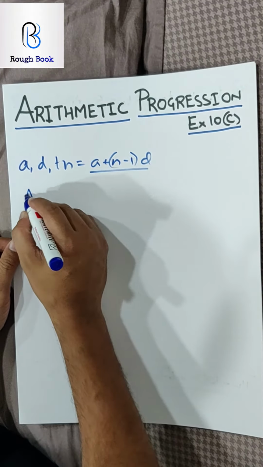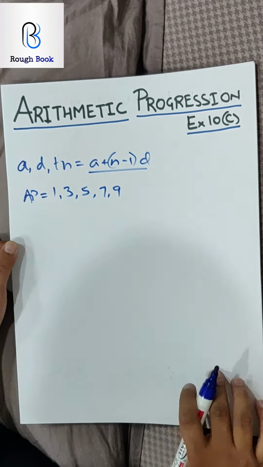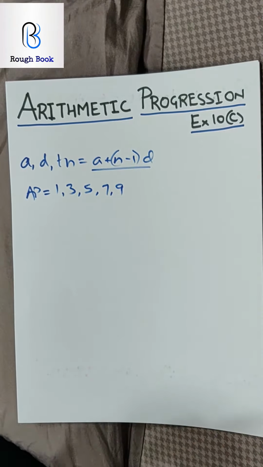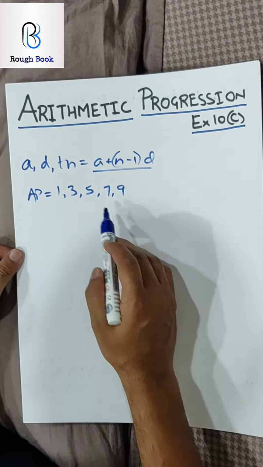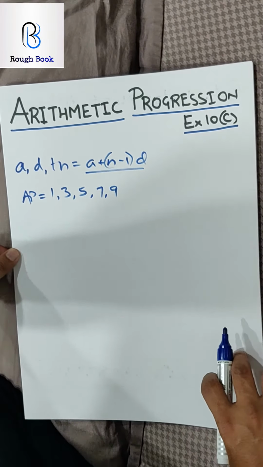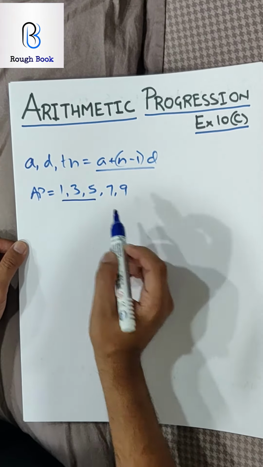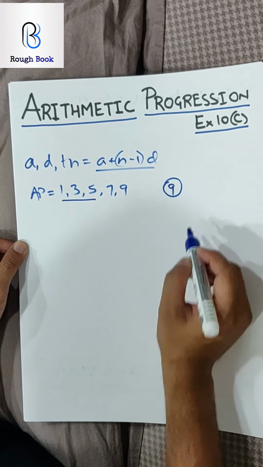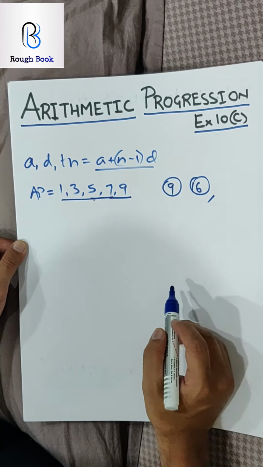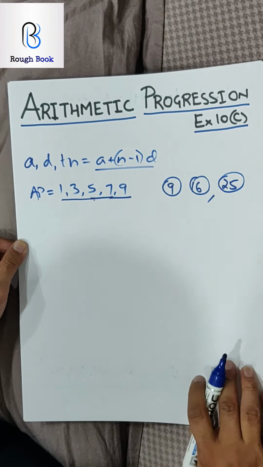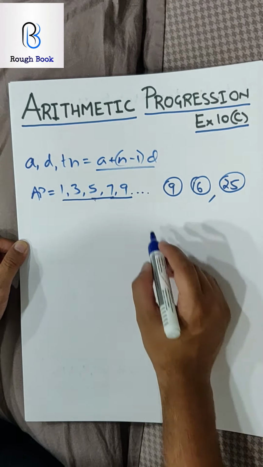Now let's say there is an AP 1, 3, 5, 7, 9. This is a set of AP. If they ask you what is the third term, your answer will be 5. What is the fourth term? Your answer will be 7. What is the fifth term? 9. What is the sum of first 3 terms? So the answer will be 9. What is the sum of first 4 terms? 16. Sum of first 5 terms? 25. But what if they ask you the sum of first 20 terms and this sequence goes on?